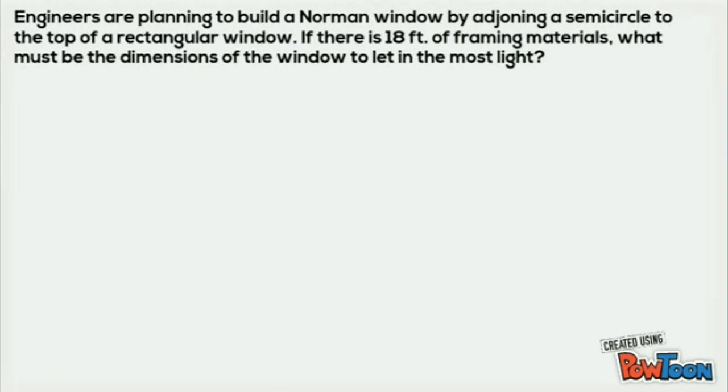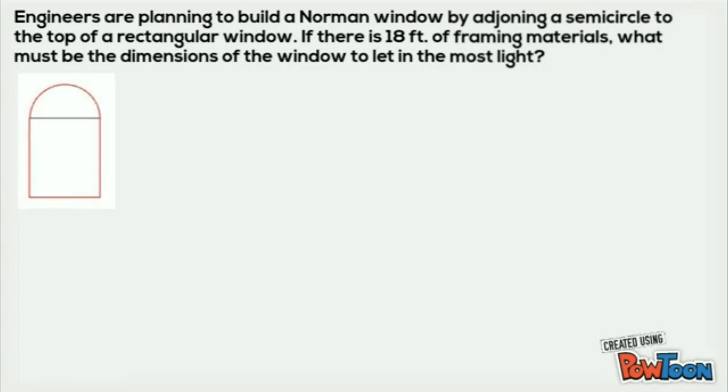For the second example, engineers are planning to build a Norman window by adjoining a semicircle to the top of a rectangular window. If there is 18 feet of framing material, what must be the dimensions of the window to let in the most light?